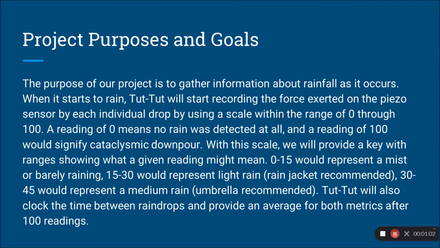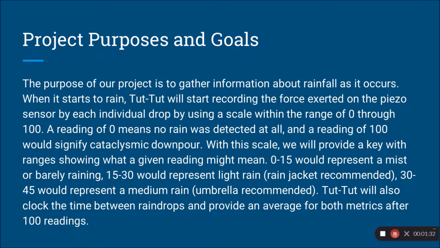So what is the purpose of TutTut though? Like, what can this actually do when it's being made? Why does anybody need this? So, when it starts to rain, TutTut will begin recording the force that's being exerted on our MEMS sensor by each individual drop, using a scale within the range of 0 to 100. A reading of 0 means that no rain was detected whatsoever. A reading of 100 means an absolutely insane amount of rain was detected, an absolutely cataclysmic amount.